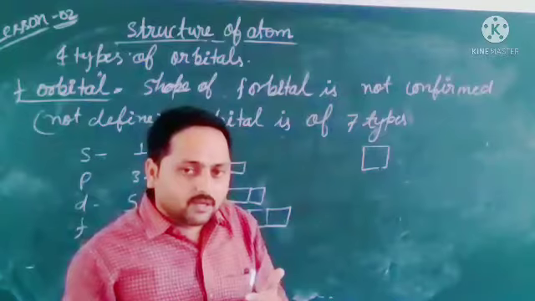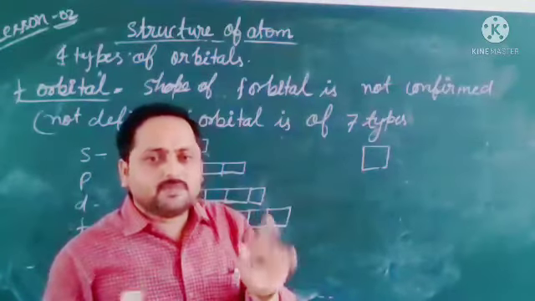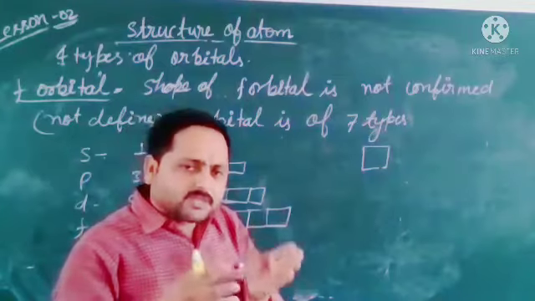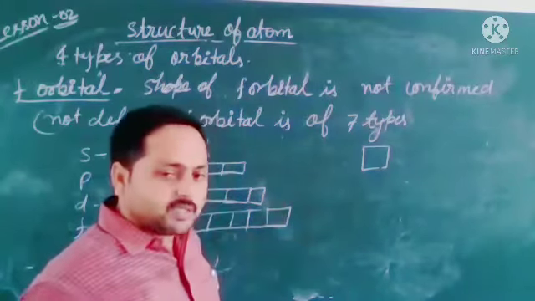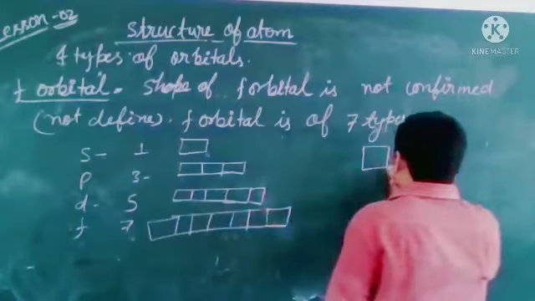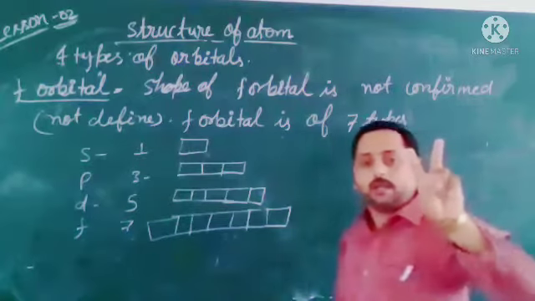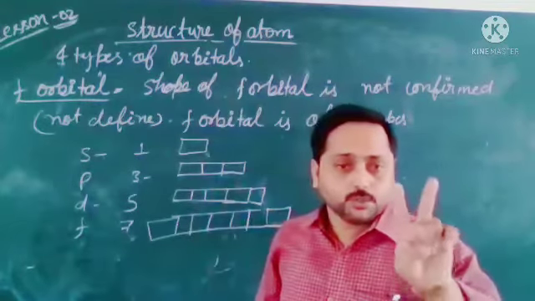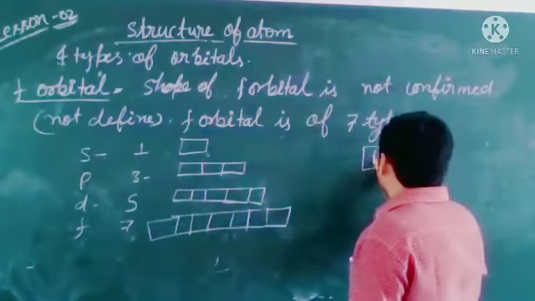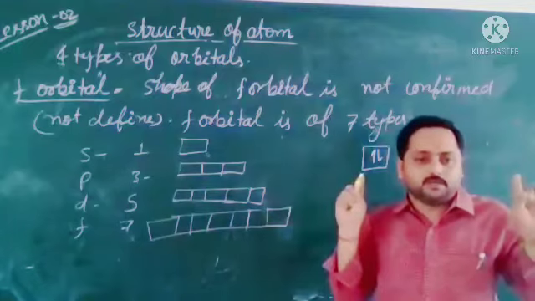That we have studied. If structure is being asked, you can say dumbbell shape, double dumbbell shape, shape is not confined, not confirmed, like that we can say. But here, each box can contain only 2 electrons. How many electrons? 2 electrons. So each box can contain 2 electrons of opposite spin.